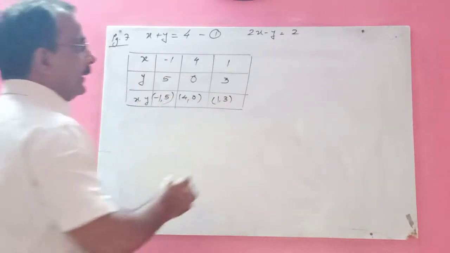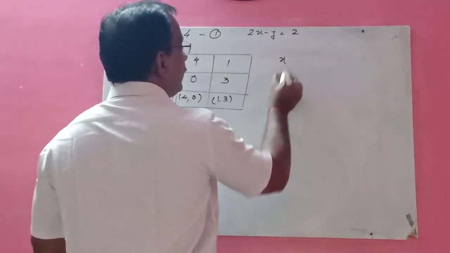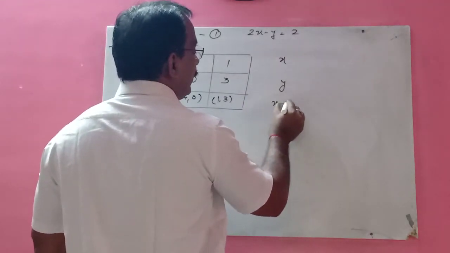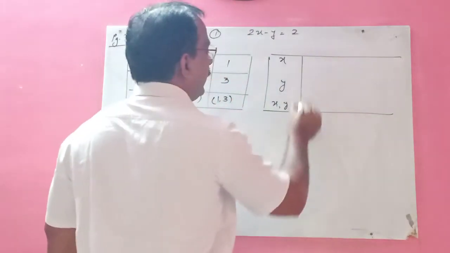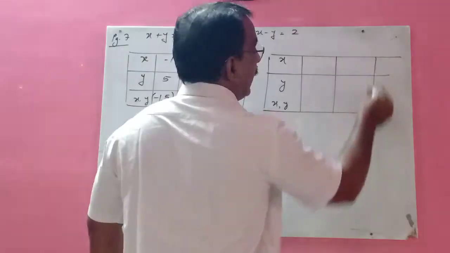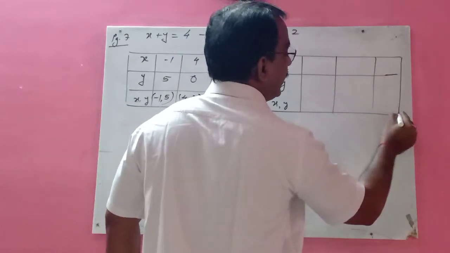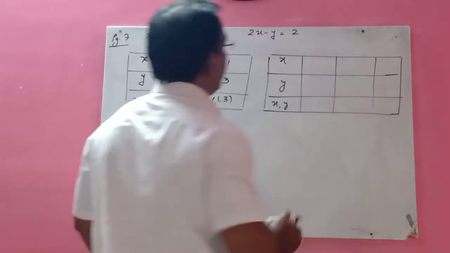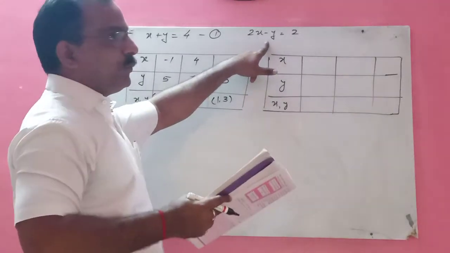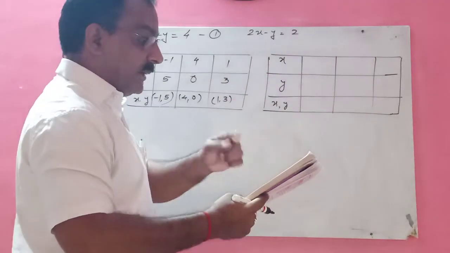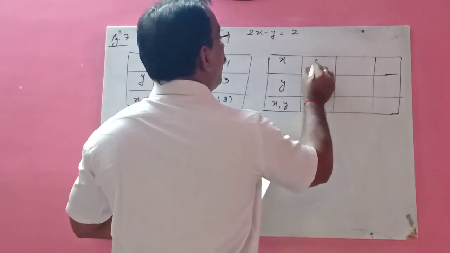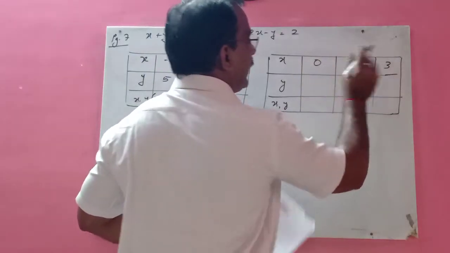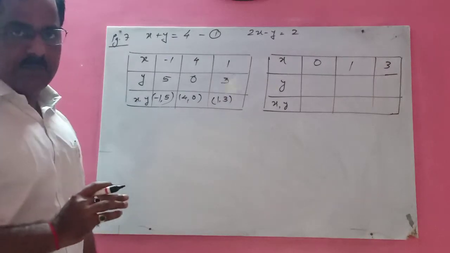This is the first table. Like that we have to prepare another table to find out the values of x and y. So x comma y, see this, at least 3 values you should take, children. Now here also, to find the values of x and y, take any values. Suppose I am taking here 0, 1 and 3. Take any numbers. You can take negative, positive, any number.